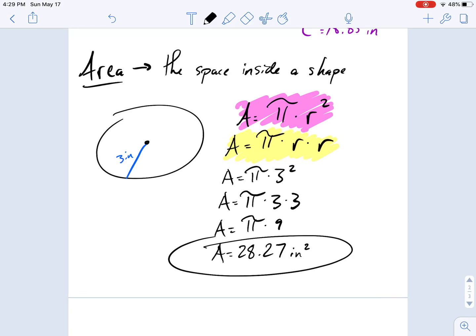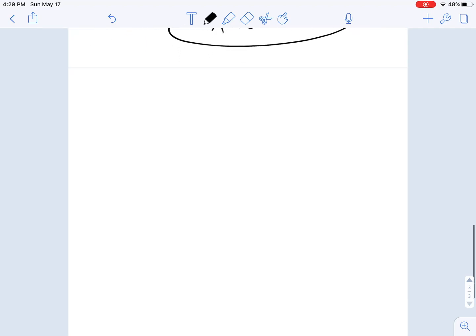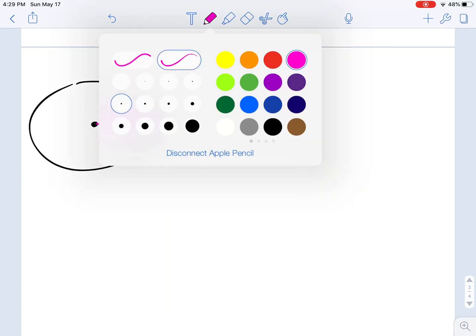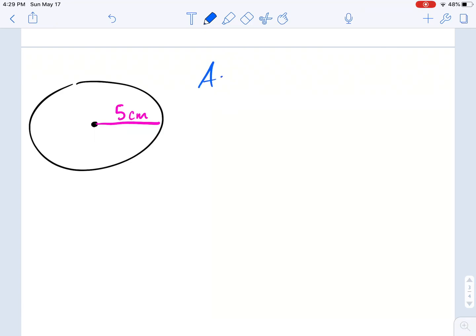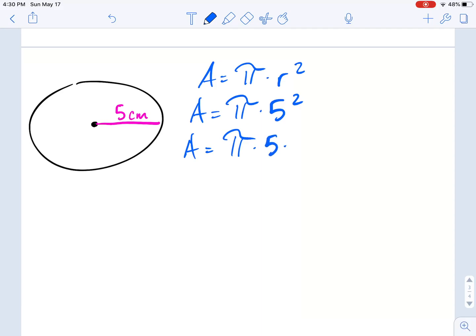Okay? I'm going to do one more example with you for both area and circumference so that you can get a sense of how to do the work for this week. So here is a circle. Let's say the radius is 5 centimeters. To find the area, we're going to do pi times the radius squared. So area equals pi times 5 squared. So that means area is pi times 5 times 5.